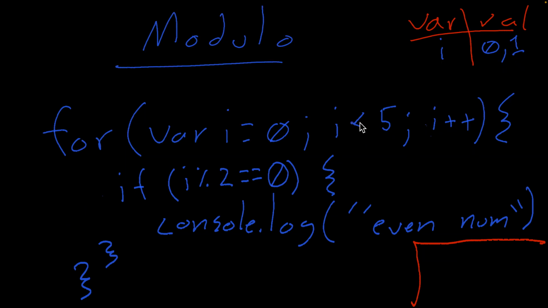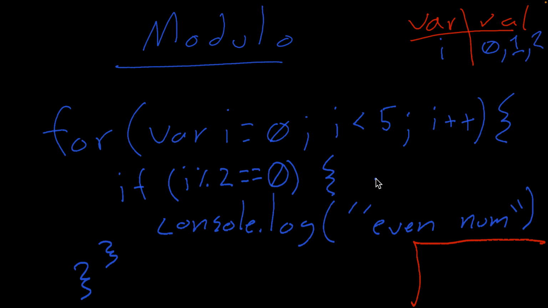Now I is 1. If I is less than 5, we enter. Now then we check again: if I modulo 2 is equal to 0. I, which is currently 1, modulo 2 is not going to be equal to 0, because 1 divided by 2 is not going to have a remainder of 0. The first one is going to be 2. So we know that this is not going to pass. We've got to increase, and we increase to 2.